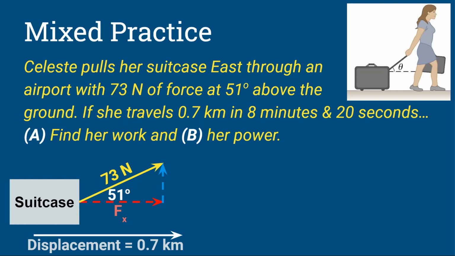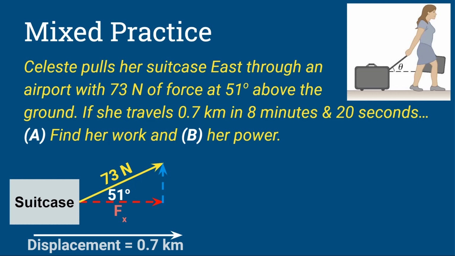Okay, so let's put some numbers to it. Different picture. This is Celeste. Celeste pulls her suitcase east through an airport with 73 newtons of force at 51 degrees above the ground. If she travels 0.7 kilometers in 8 minutes and 20 seconds, find her work and her power.